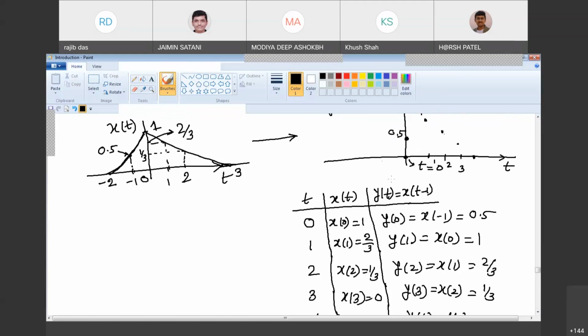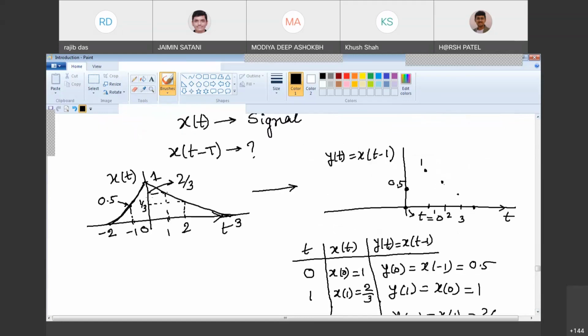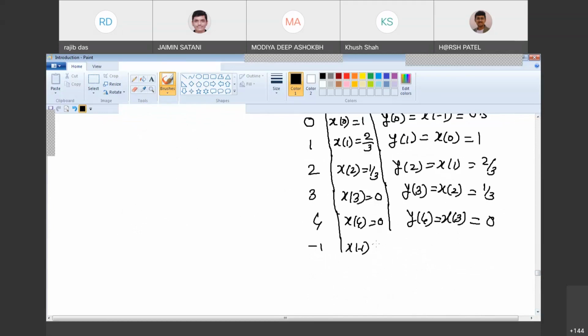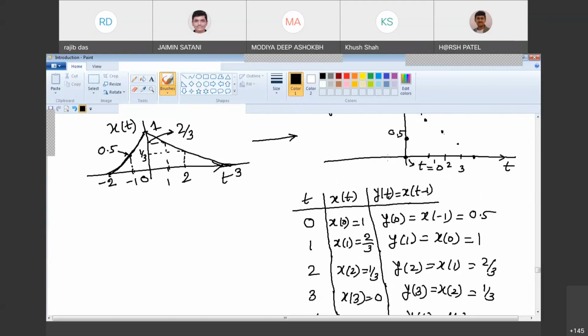Okay. Similarly, if you consider the negative side, if it is -1, then x of -1, you see the figure, x of -1 is 0.5. And y of -1 is nothing but x of, you see -1 minus 1 is -2. So x of -2, and that value is already given 0. This is 0.